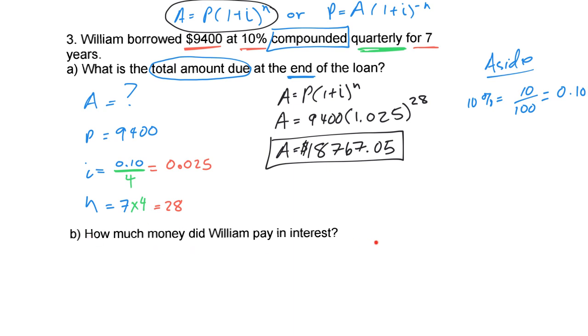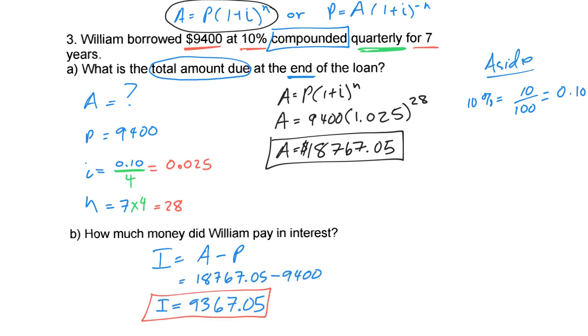So now the next question is, how much money did William pay in interest? In order to find the interest, all you have to do is start with I is equal to whatever the amount was and subtract the principal. So you end up with this, and this is what we get for our final answer.